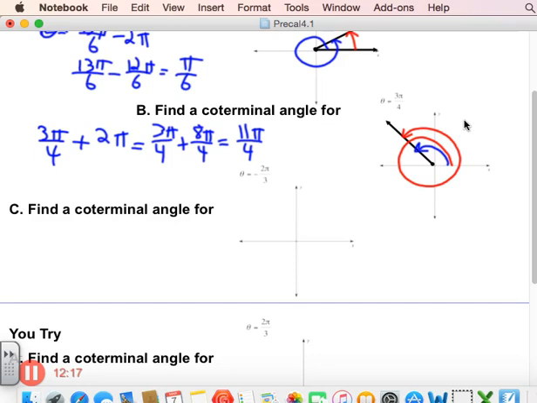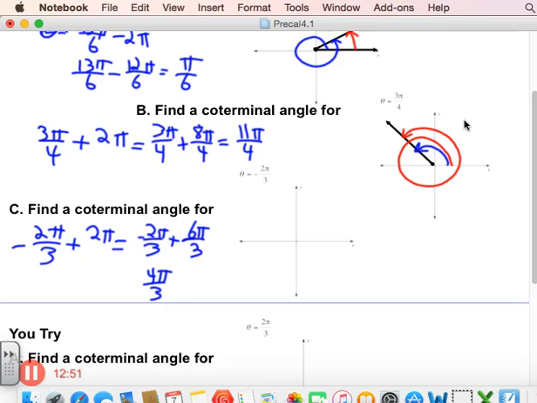Negative 2 pi over 3. All right, so since it's negative, we can add 2 pi to that to make it positive. So we add 2 pi, let's make that into thirds. Negative 2 pi over 3 plus 6 pi over 3 would be 2 pi, right? So make it 6/3. Negative 2 plus 6 is 4. So 4 pi over 3 would be our coterminal angle to negative 2 pi over 3.